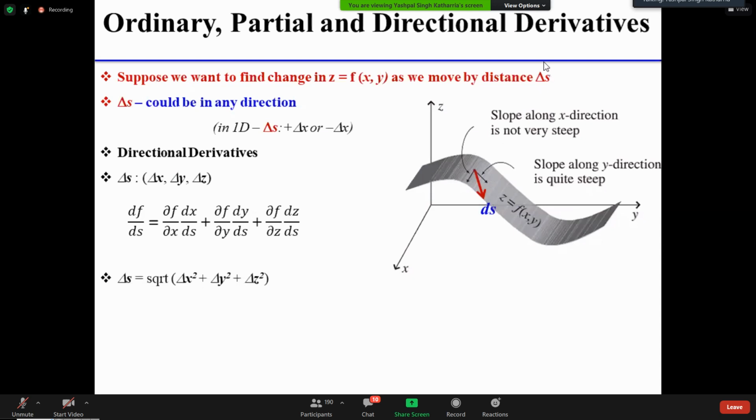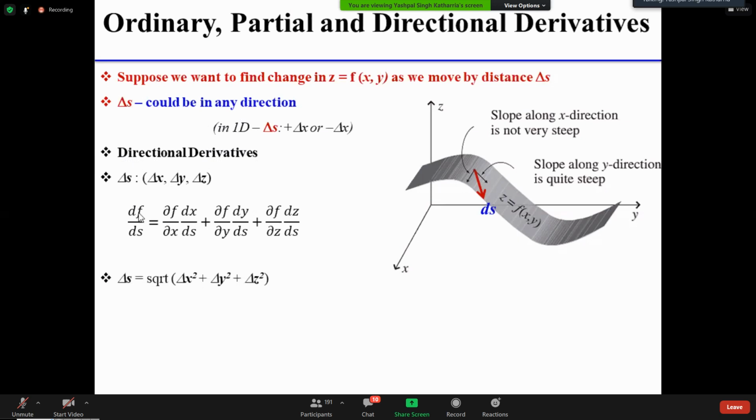And I hope you can now recall how we defined gradient. That was also a change along any arbitrary direction, delta s. This delta s could be in any direction. In 1D, we know that this delta x could be either positive x or negative x, or negative y or positive y and things like that. With that, the change is given by the directional derivative.